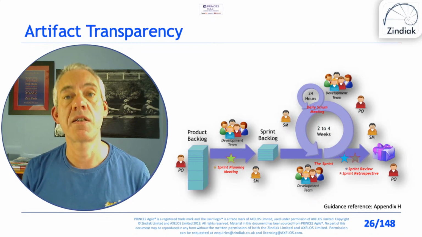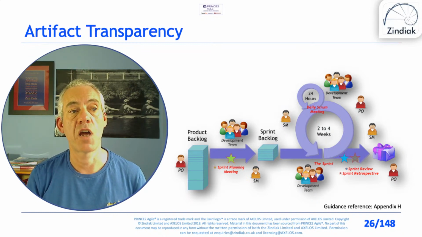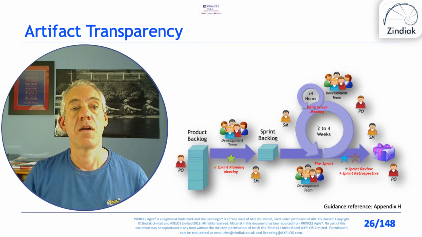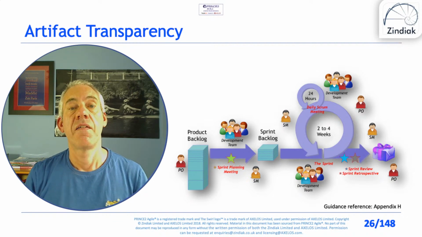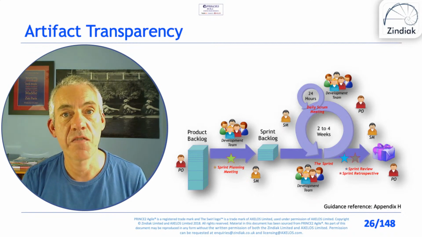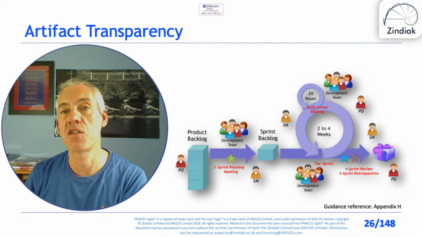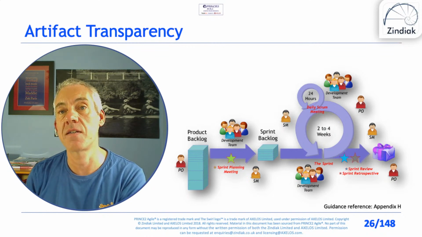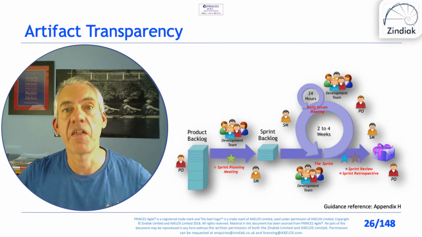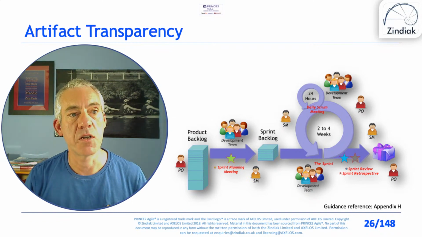Artifact transparency. So I mentioned transparency has been important before. The product backlog, the sprint backlog, the increment, they are transparent. They are available to everyone, to all stakeholders within the bounds of information security. So obviously you've got to comply with the information security requirements of your project, and there's a whole spectrum of those. But as much as we can, we want them to be transparent.